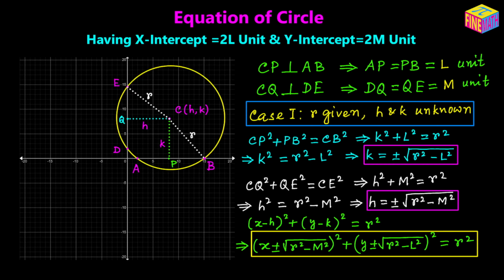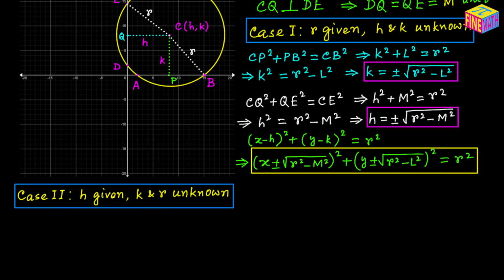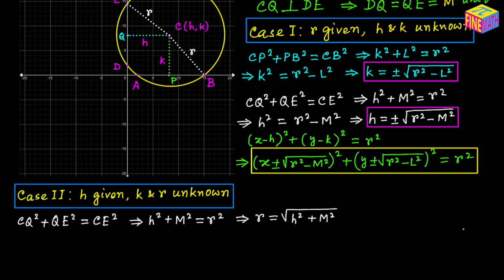Now let's take a look at the second case. In the second case, let's suppose we have been given the value of h, I mean the x coordinate of the center. However, the y coordinate of the center and the radius of the circle are unknown. So let's see how we can figure it out. From the CQE triangle, again we can say CQ squared plus QE squared is equal to CE squared. And from here, h squared plus m squared is equal to r squared. And from here we can say r will be equal to square root of h squared plus m squared. Here I took the positive value because r is the radius of the circle. Radius can never be negative.